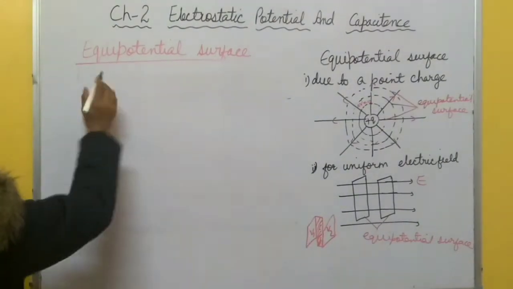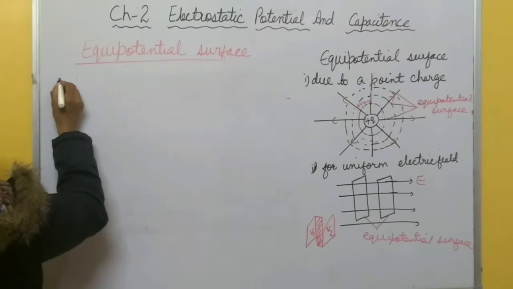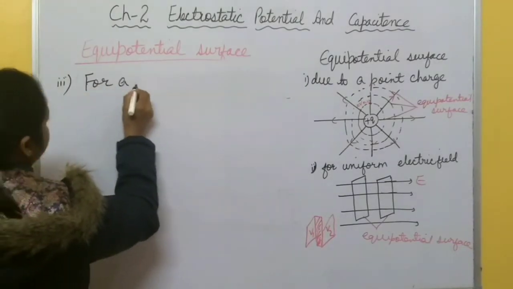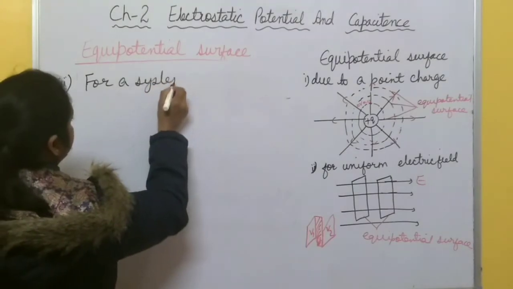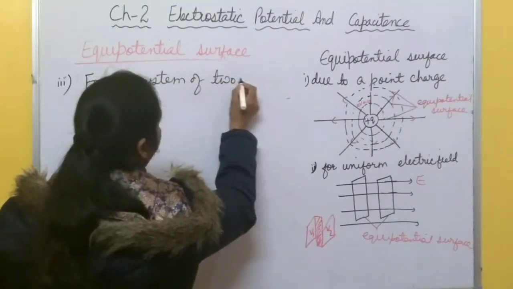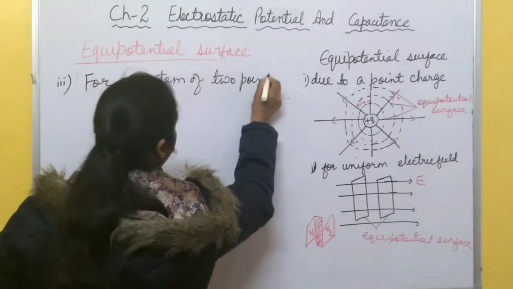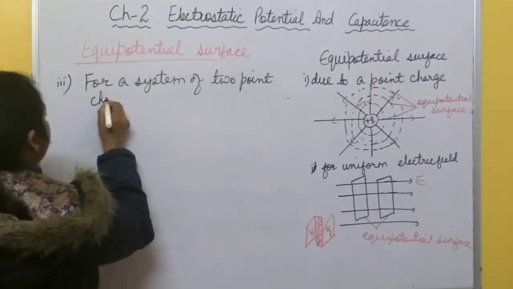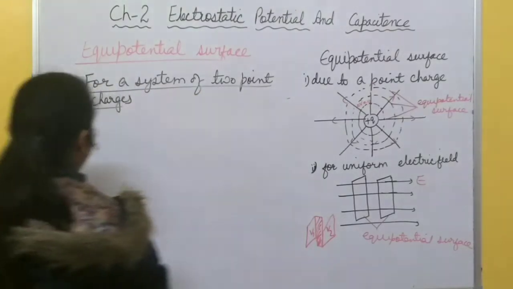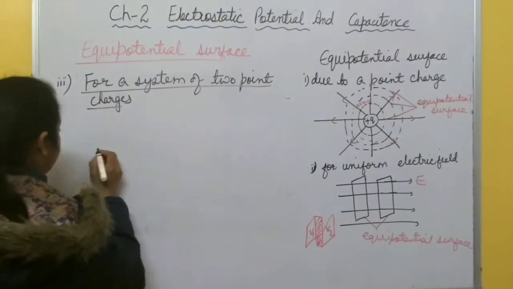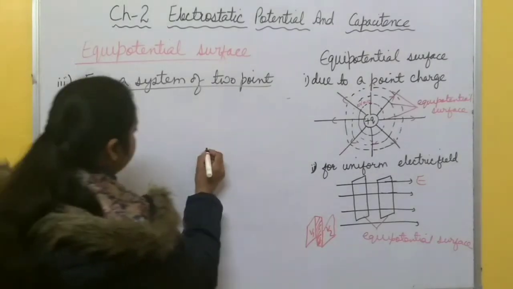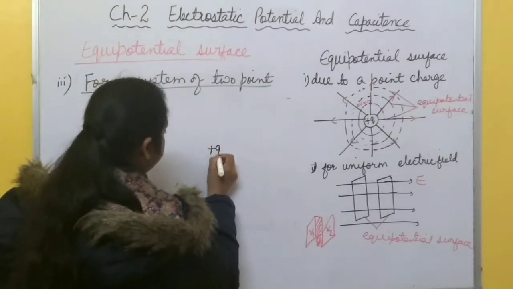Okay. Equipotential surface for a system of 2 point charges. These 2 point charges may be of same sign or of opposite sign. Suppose there are 2 positive charges, plus Q, and here it is also plus Q.